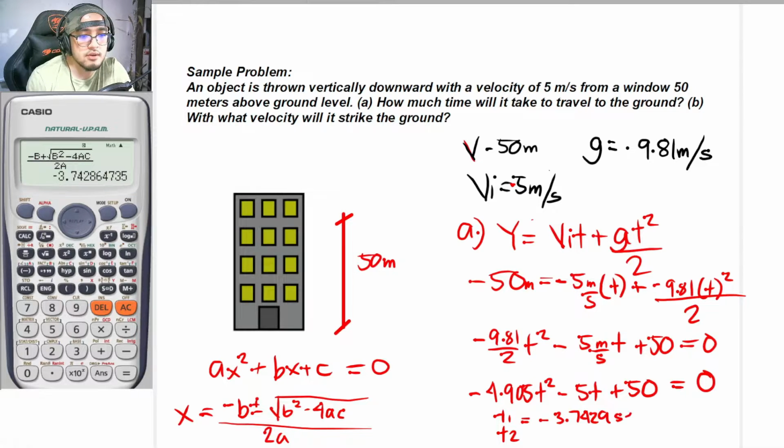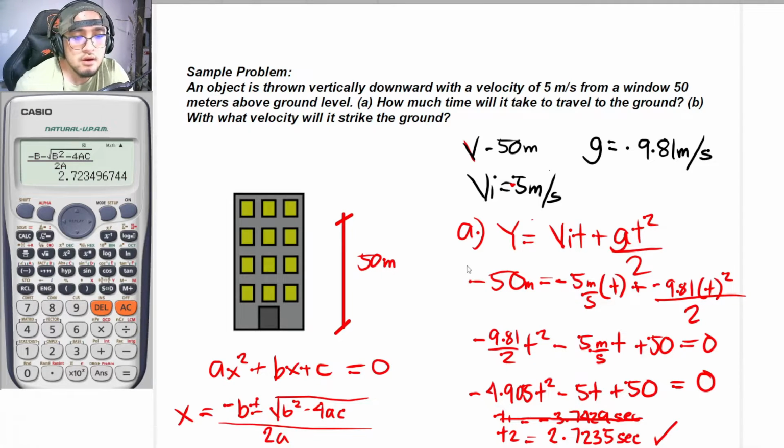So my first answer is negative 3.7429 seconds. What about the second one? I would just be changing the positive sign here into negative, and my answer here is 2.7235 seconds. Since we will not be considering a negative value for our answer, since this is time, we would now be getting rid of this, and this is now our final answer.